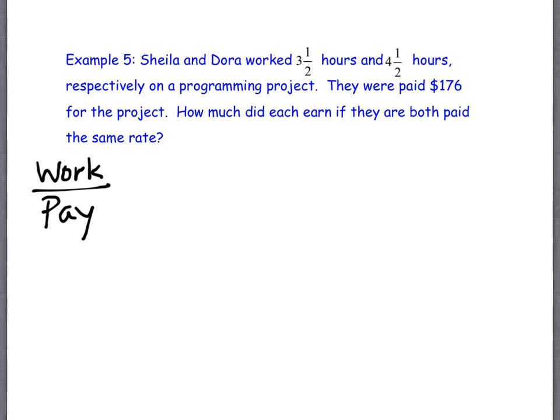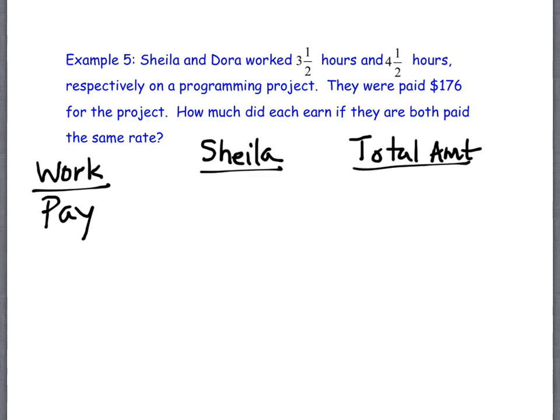So the work is sort of easy, right? I mean, we would just compare, well, one of them worked 3.5, the other one worked 4.5. The problem is, I don't know how much either one of them was paid. Do you guys see that? So I'm going to suggest that we write this down as Sheila on the left and the total amount on the right. I'll show you another way to set it up too if you don't like this one, but how much did Sheila work? 3.5. How much did Sheila get paid? We don't know. X.